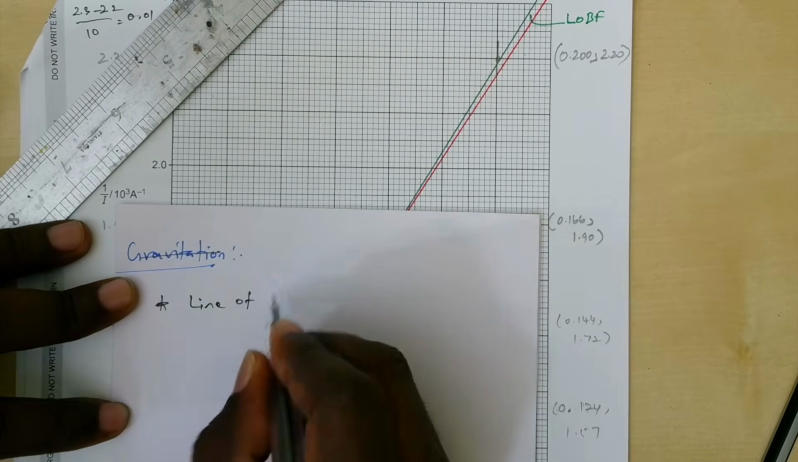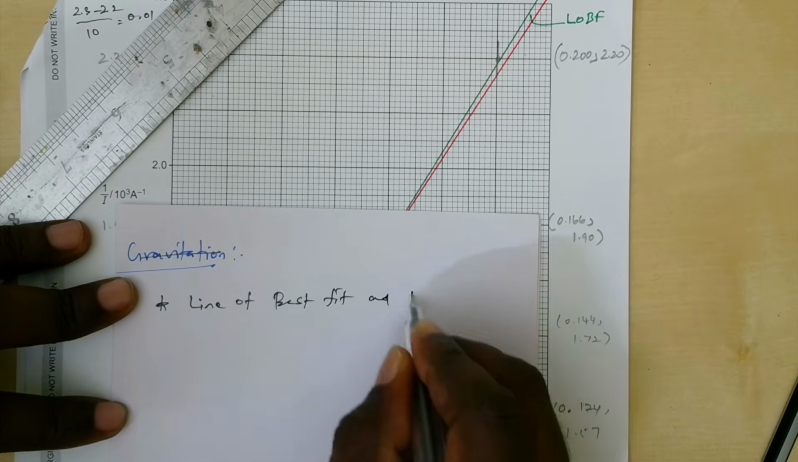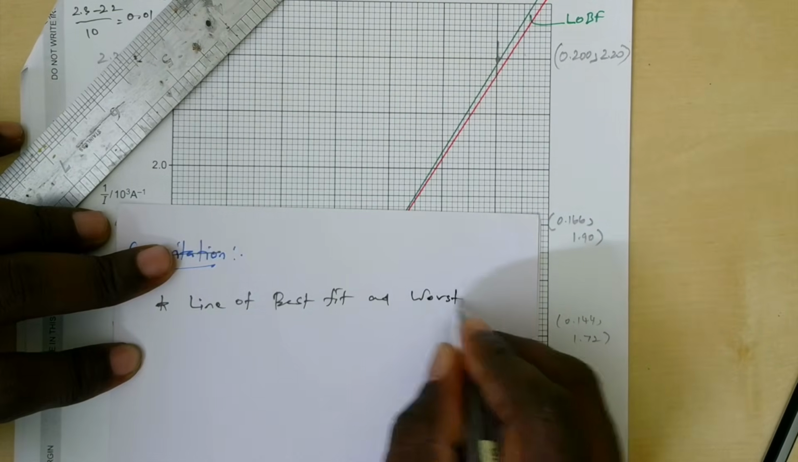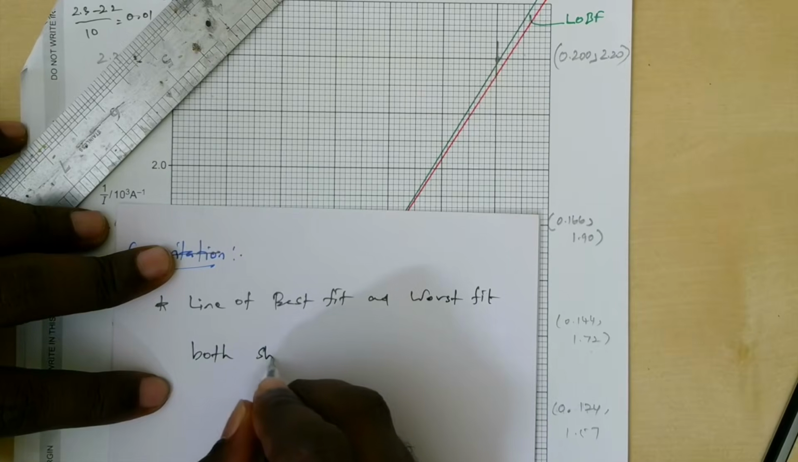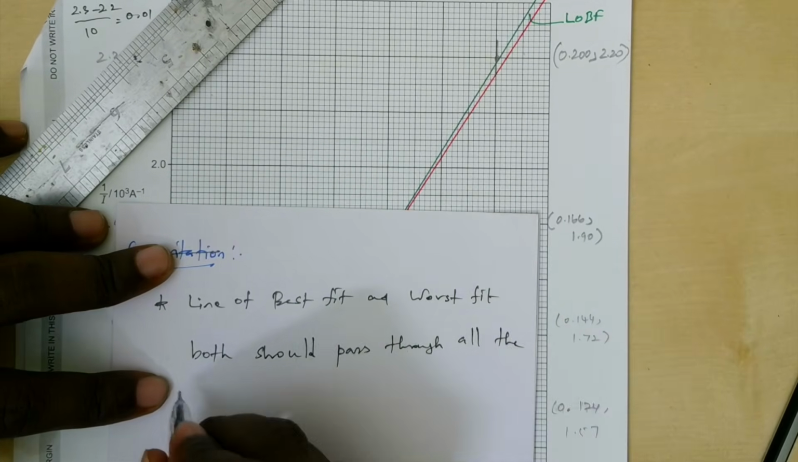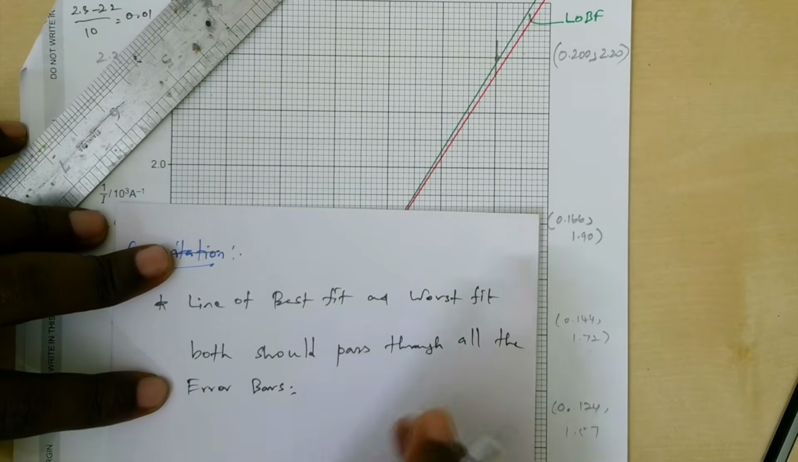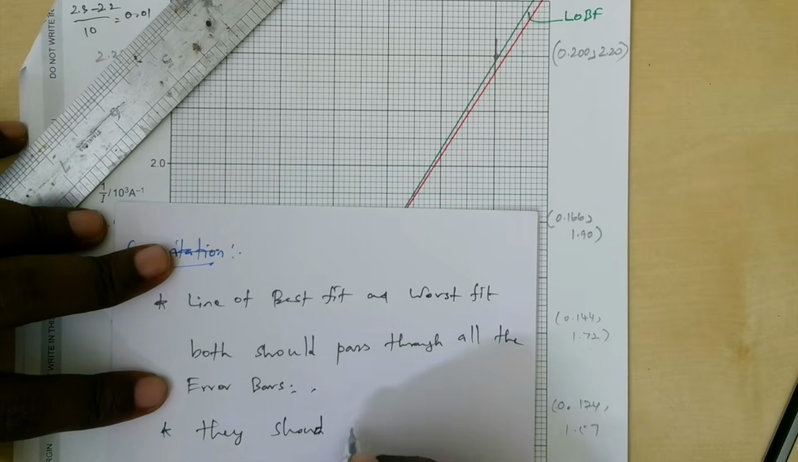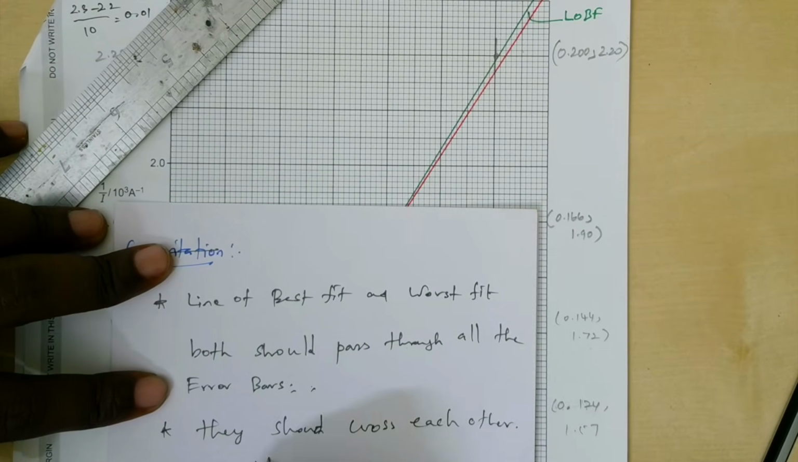Worst fit does not mean that this is a bad fit. This is the steepest or shallowest fit we can draw, that's all. Both should pass through all the error bars, and they should cross each other. They should not be parallel to each other.